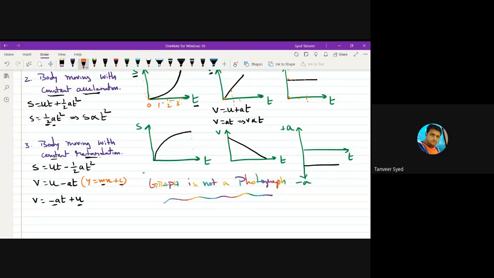And here, body moving with retardation, what happens to velocity? Decreases with time. At time t equal to 0, the body is having some initial velocity, let us say 10 meter per second. As time passes, 1 second, 2 second, 3 second, 4 second, 5 second, what is happening to velocity? Decreasing. Finally, at some time, it becomes 0 because the body stops due to retardation.